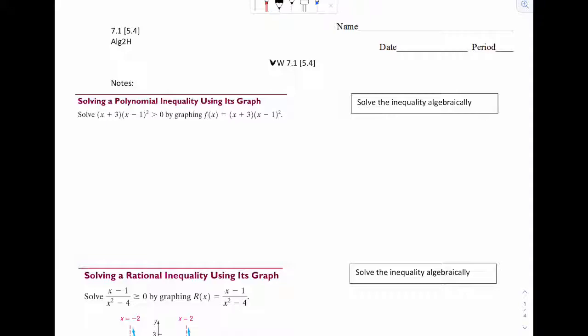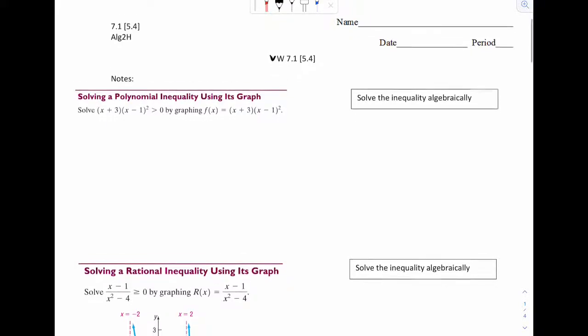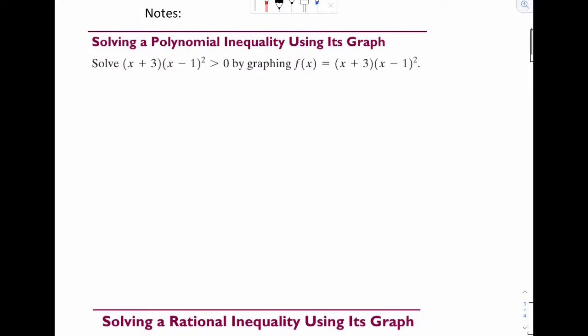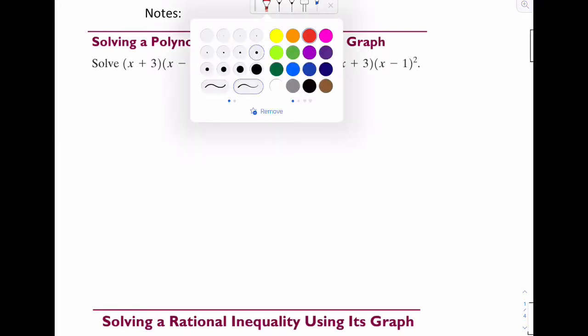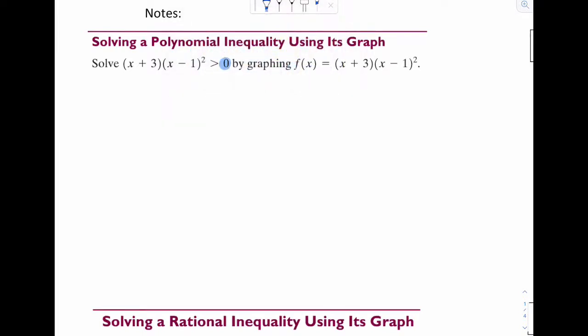1.1. Today we're going to be doing inequalities. So let's start on this first example here. Solve the inequality by graphing. The first thing you want to note is notice how there's a 0 here. That's important. You're always going to need that 0 to start any problem in this unit.